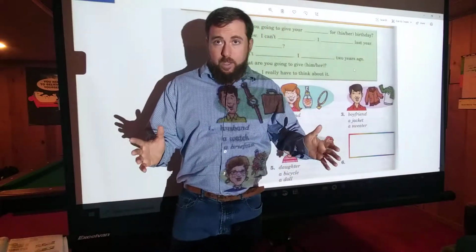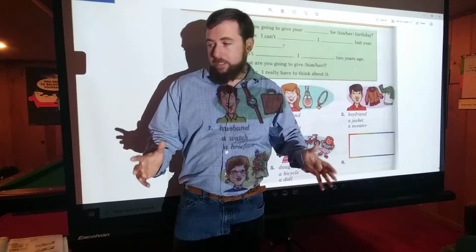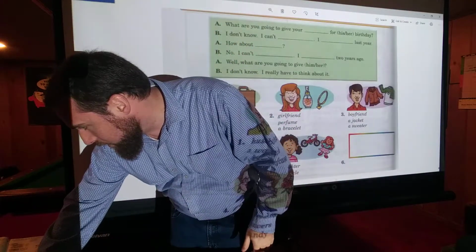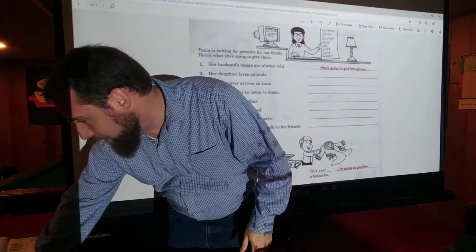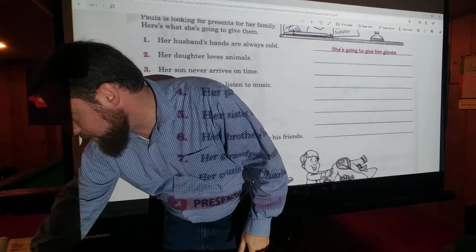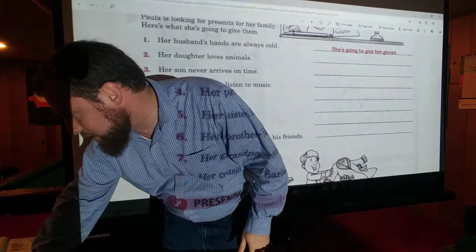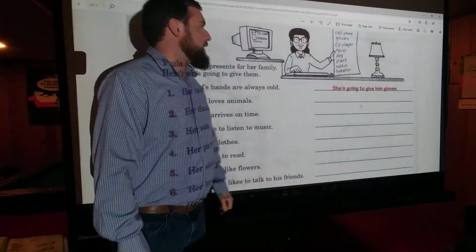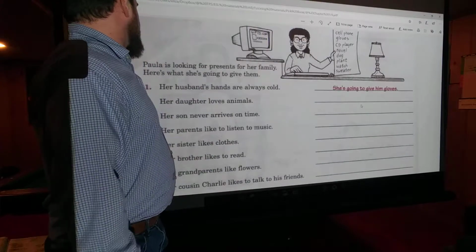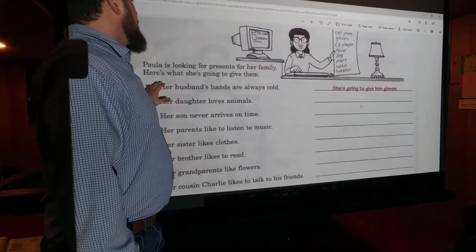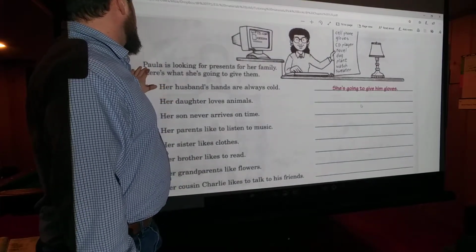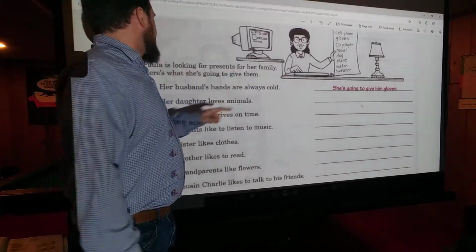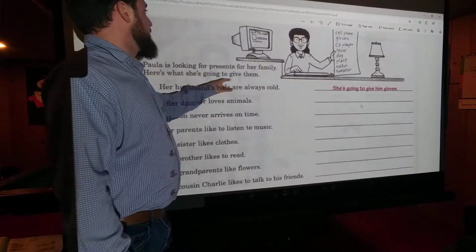Okay, good. So, now we are going to continue the lesson here with this worksheet, which covers all the same sorts of things. We've got lots of good writing practice in this lesson today. Okay? So, what we have over here, I'll read the directions. Paula is looking for presents for her family. Here's what she's going to give them.